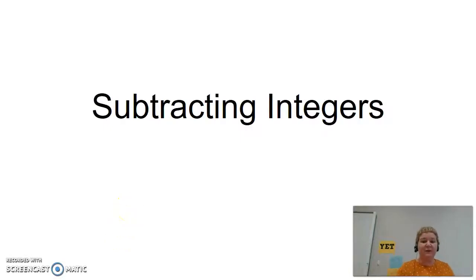Hello, today we're going to be looking at subtracting integers. Specifically, we'll be subtracting integers with those counters we used the other day, and hopefully you have that website open. And we'll also be looking at subtraction of integers on the number line. So, let's get started.